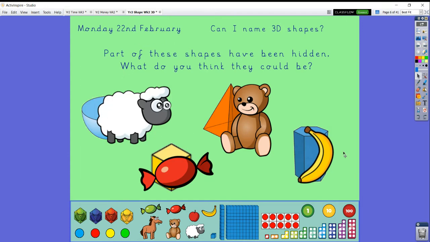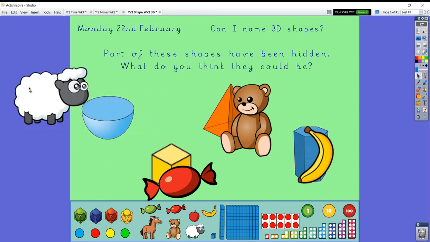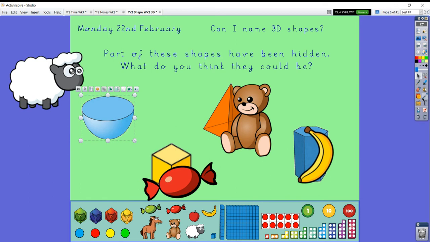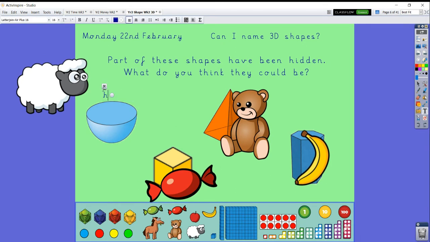So these shapes have been hidden by some objects. Press pause and see if you can work out which shape is hidden behind the animals or the fruits. Well done. So let's have a think. What can I see here? I can see a curved face, a flat face, but it's got a round edge. Now, it's not a full sphere, because that's not a ball. So I wonder what's hiding. Did you get it? Yes, the hemisphere. Let's write that down just to remind us. Hemi means half, and the sphere. So half a sphere.